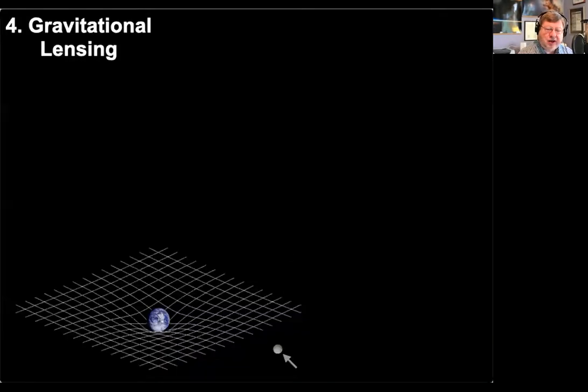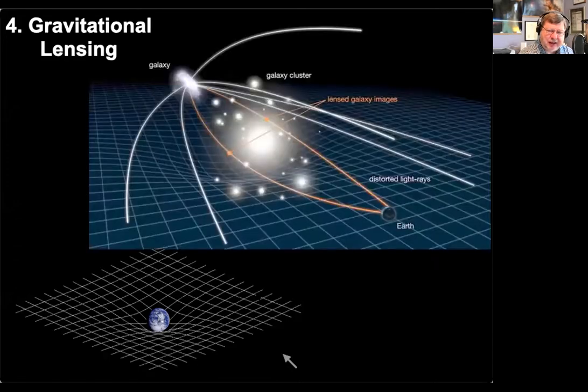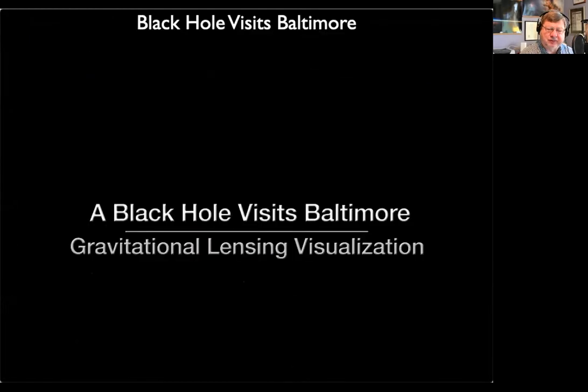So here we have a piece of mass, and as you can see, its path is bent because of the warping of space-time caused by dense mass. And here that warping of space-time also causes light to bend, okay? And this is called gravitational lensing. So let's go to, I used to live outside Baltimore, and here is a black hole visiting Baltimore.